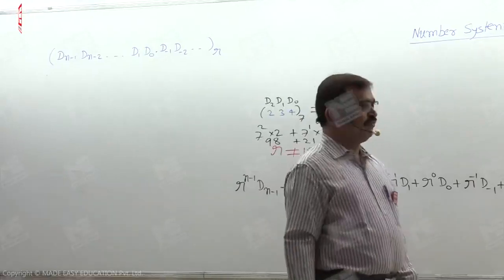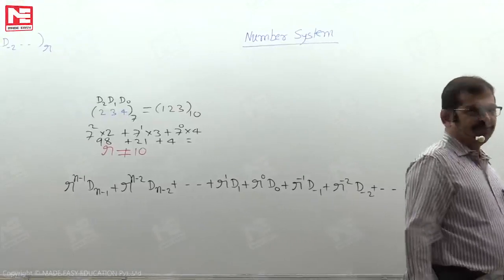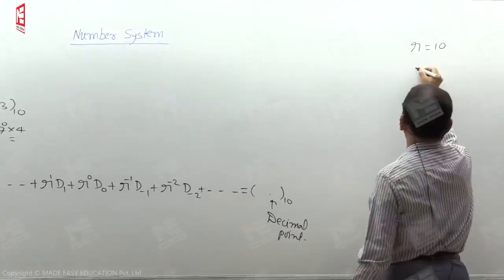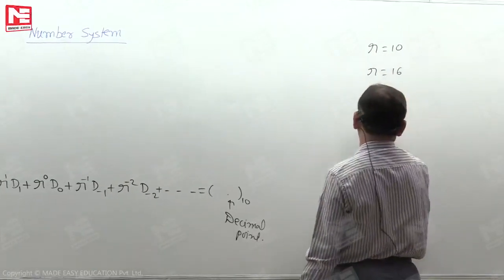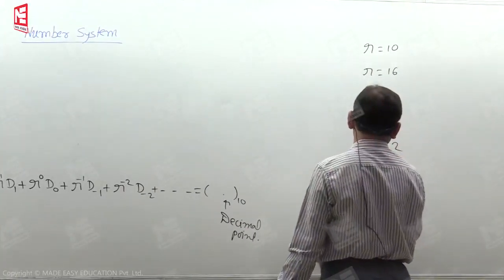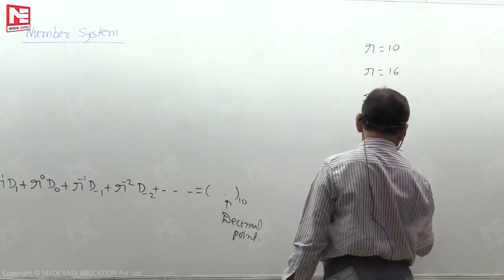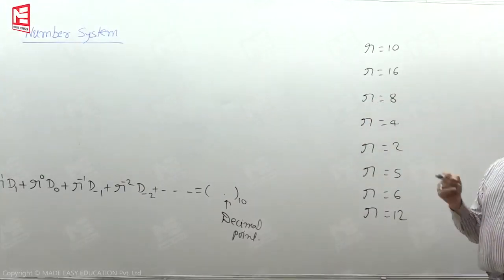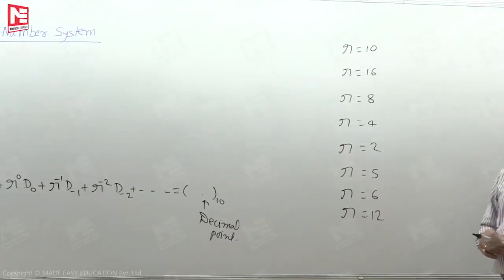Of course, we are familiar with a few of the standard number systems. It is possible to build the number system taking the radix as say 10, or 16, or 8, or 4, or 2, or 5, or 6, or 12. While taking any decimal number as a base, it is possible to build the number system.